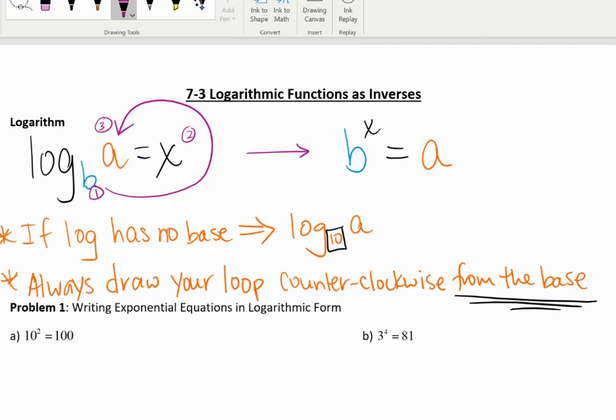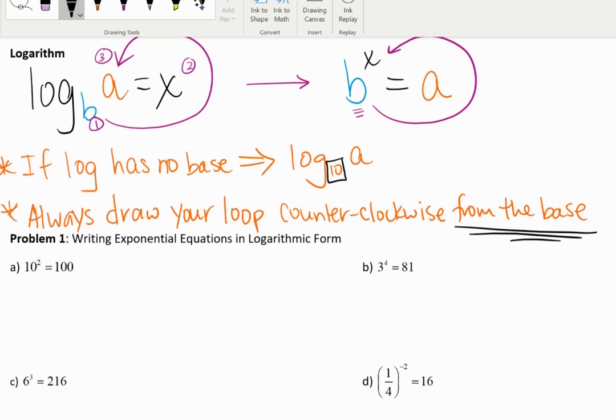And then going backwards, we still loop. The base of our exponent will be the base of our log, and we loop and go log base b of a is equal to x. So we're still looping, always counterclockwise from the base. We're going to do some examples for that to actually make sense.